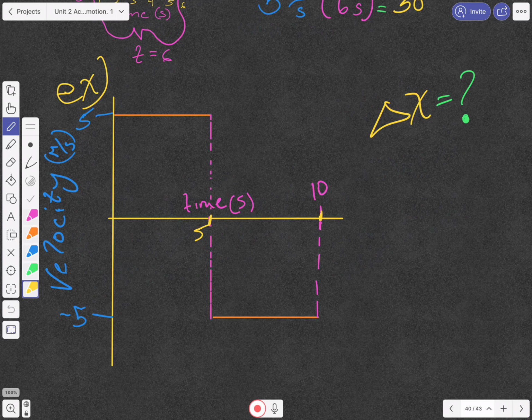So now take a moment and try and figure out what our displacement would be from this graph. I will give you a hint that I recommend you split these up into 2 different parts and then add them together. So take a moment to pause here and then we will get started.